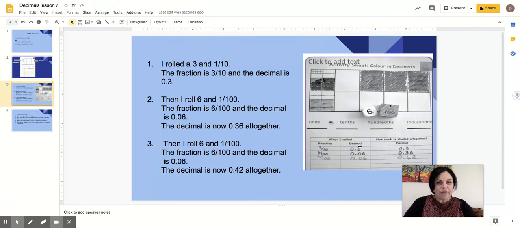So in the first example, I rolled a 3 and I rolled tenths, 1/10. So the fraction is 3/10 because I rolled a 3 and the tenths. And you can see here we've written 3/10. And this is 3/10 written as a decimal. So far our score is 3/10. And up here you'll see the 3/10 shaded, 1, 2, 3 tenths. That was shaded on the game board.